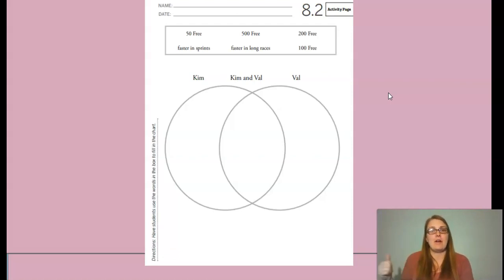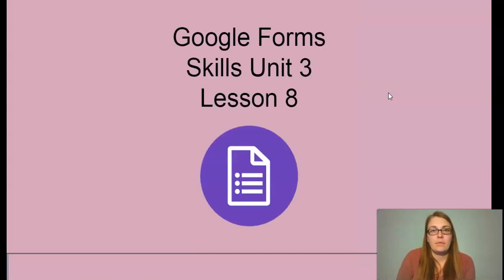There's 50 free, 500 free, 200 free, 100 free. Faster in sprints, faster in races. If you don't remember which sister is which, go back and reread or re-listen to the story to find the correct information. And if you don't have that, work in Unit 3, Lesson 8 on the Google Forms.